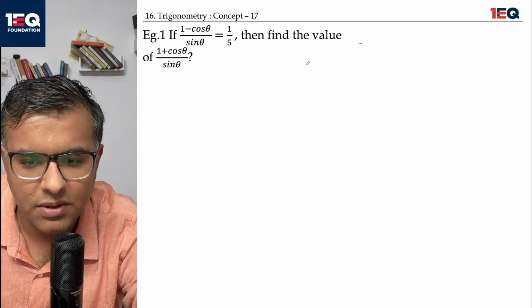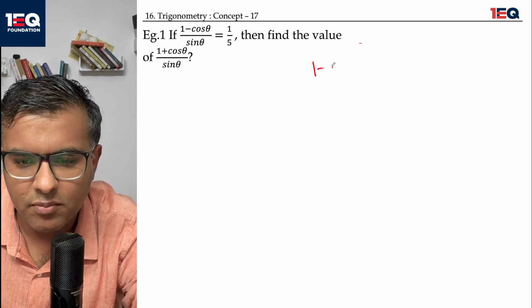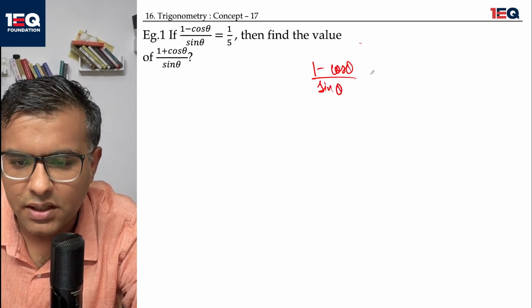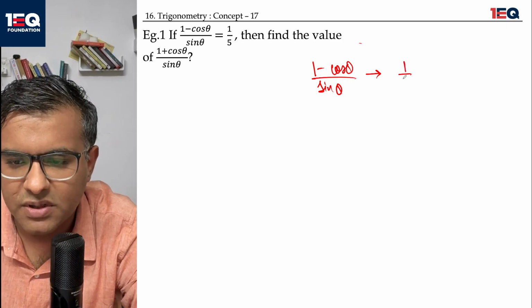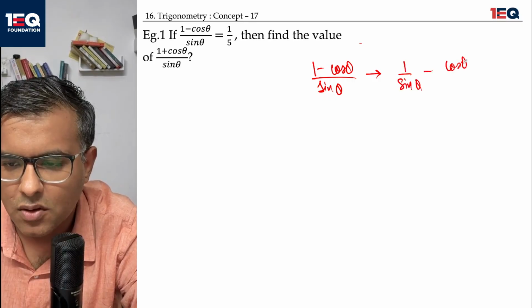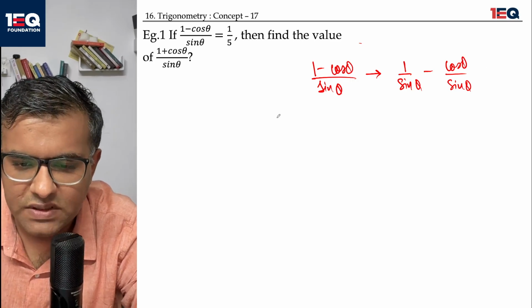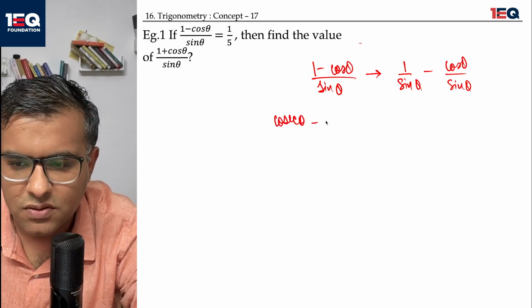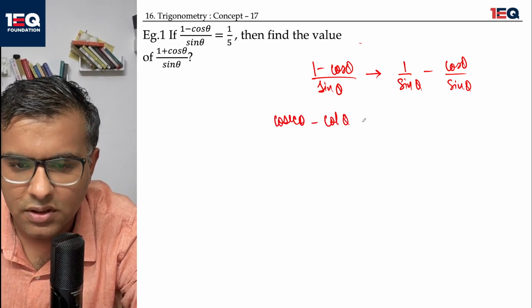Can we get something out of it? If I say (1 minus cos theta) whole upon sine theta, I can break it down into its parts by saying 1 over sine theta minus cos theta over sine theta. 1 over sine theta is cosec theta, and cos over sine theta is cot theta.